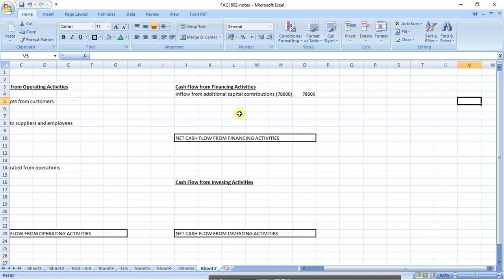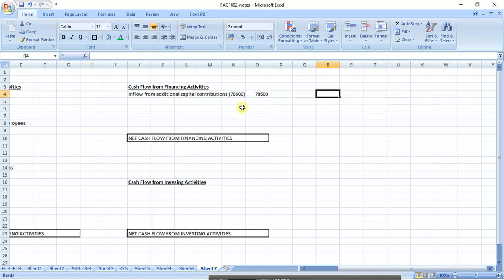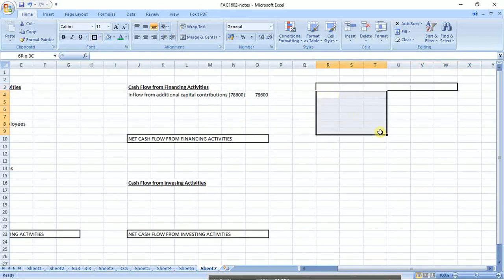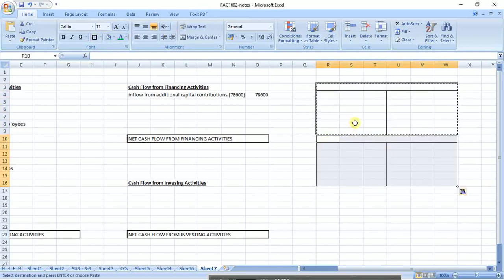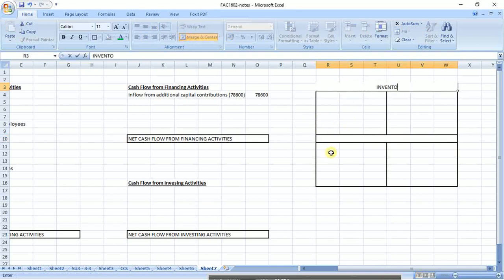Right, so now we're drawing up a T account for inventory. Inventory, exactly. So let's draw up a little T. Inventory affects which account? Purchases. No. Bank. No. Sales. No. Creditors. Yes. Right, so inventory, give me the balances. What were they?